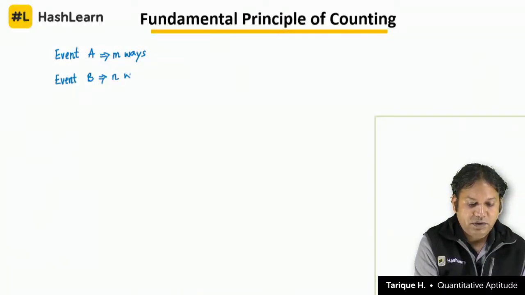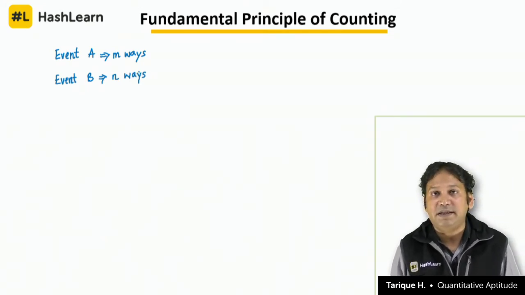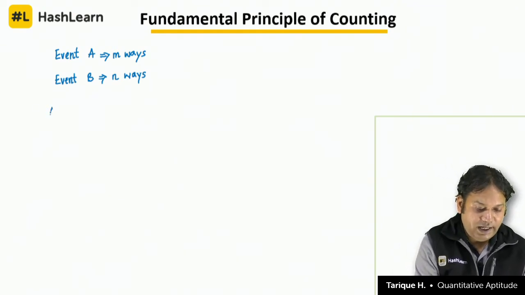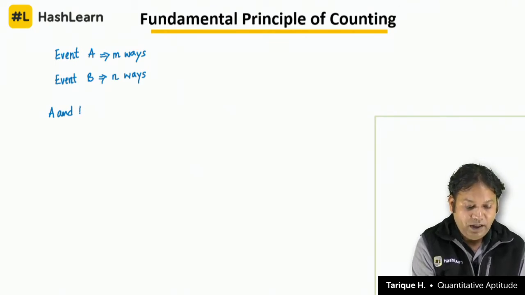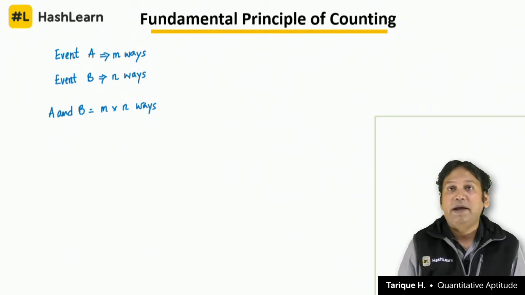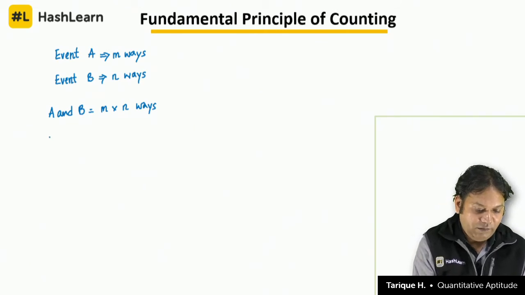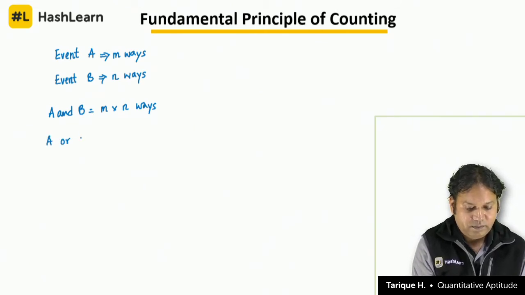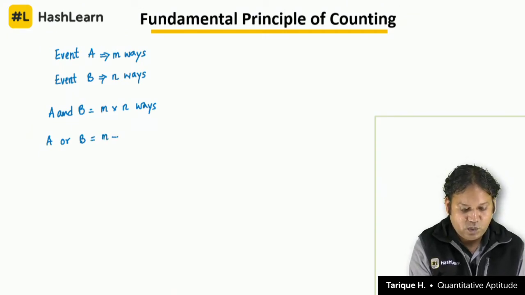So if there are two events A and B that can be done in m ways and n ways respectively, then we can say that A and B, if we are doing them one after the other or simultaneously together, A and B can be done in m into n ways. And if you have to do A or B, then A or B can be done in m plus n ways. This is what is called as the fundamental principle of counting.